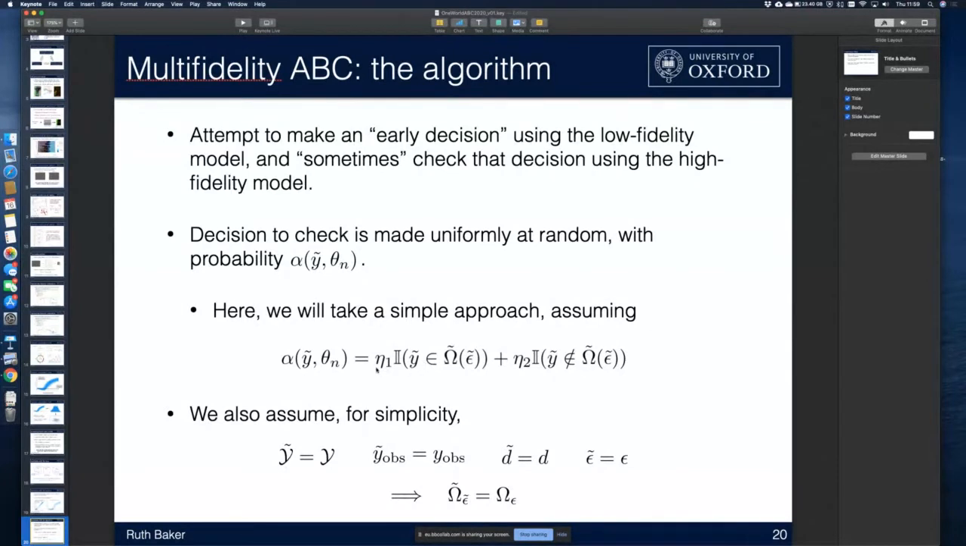So in this context, what I'm saying is that I check with probability e to 1 whether I've made the right accept or reject decision if my low fidelity model is close to the data. And if my low fidelity model isn't close to the data, I check the output with some probability e to 2. For simplicity going forward, I'm going to assume that the output data spaces, the observed data, the distance functions, and the acceptance thresholds are all exactly the same. So essentially, omega and epsilon tilde are identical between the low and the high fidelity models. It just makes life a bit easier, but everything is extendable to other cases.